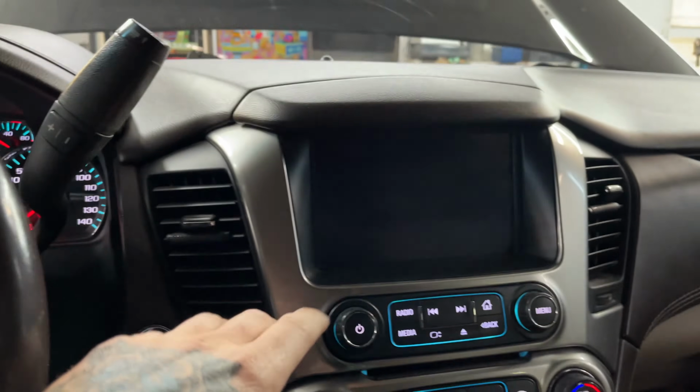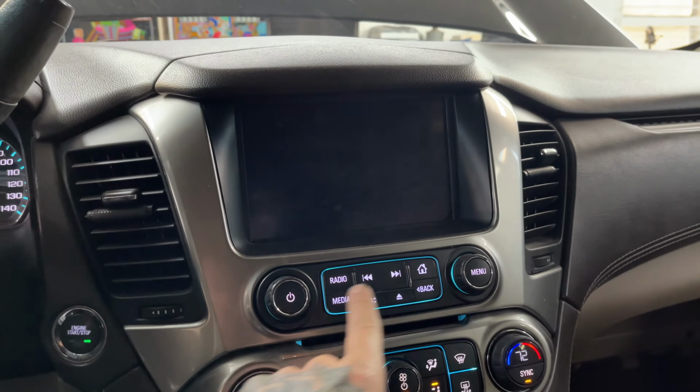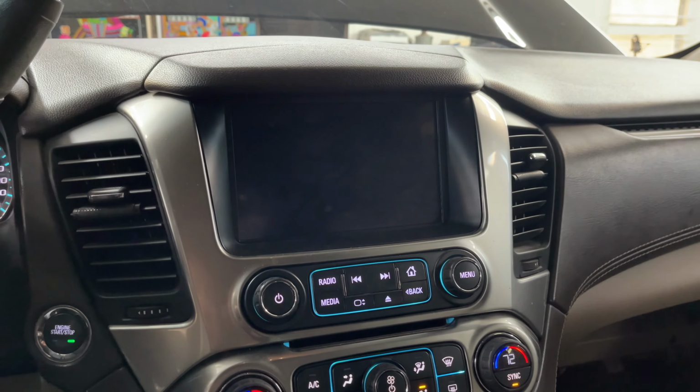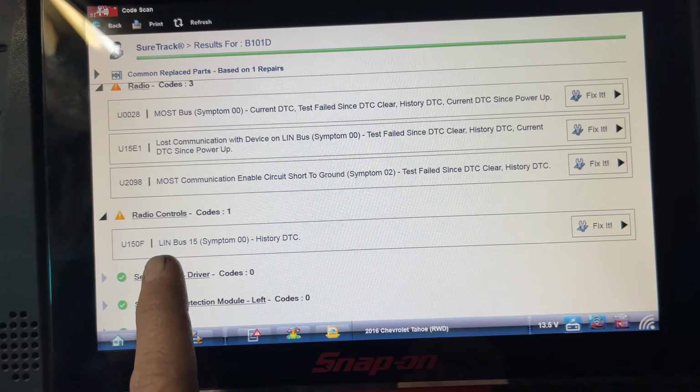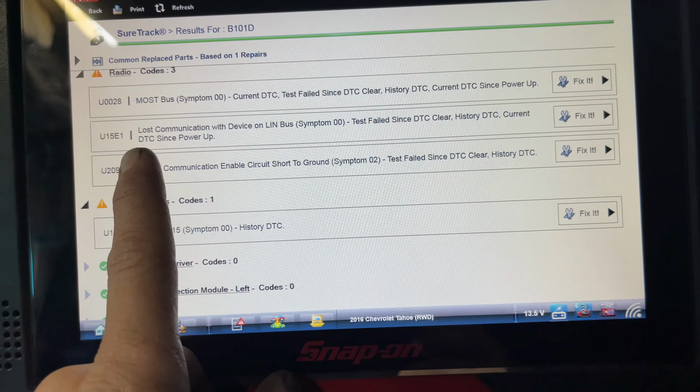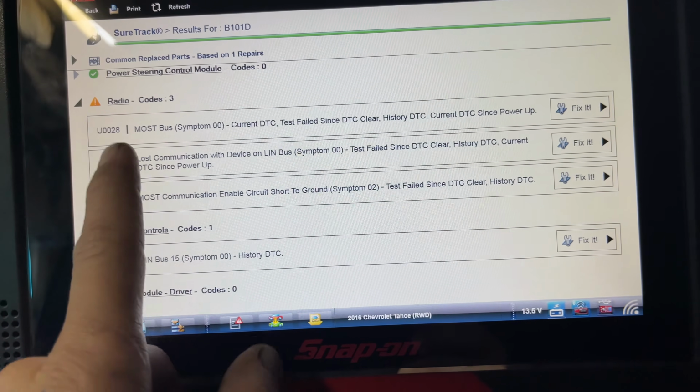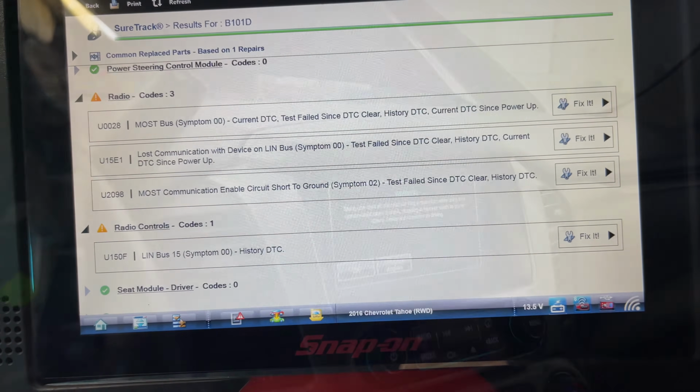So this is the radio controls. This is what it's talking about, the LIN bus. So it sees a LIN bus failure. There's a LIN bus code in the radio as well as this MOST bus code.